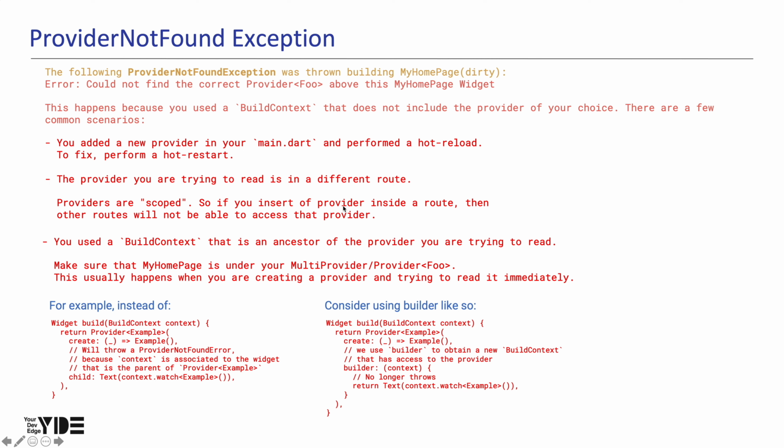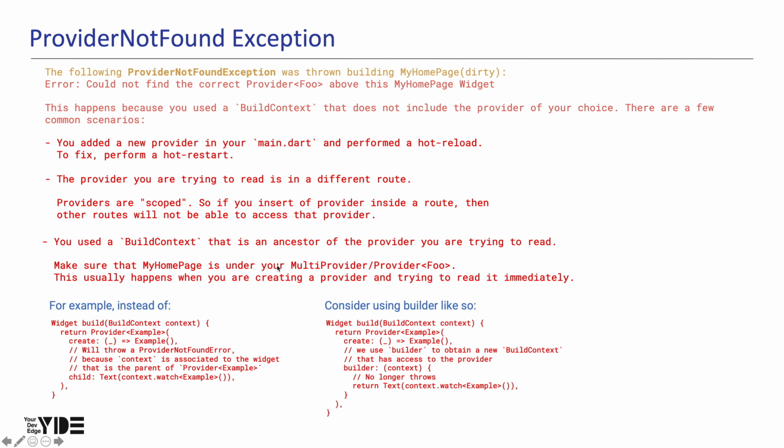The second error is related to routes, and we have already seen how to deal with these errors in Provider Access. The third error is that you used the wrong build context, and we have already addressed this error in the Provider Overview 09 and Provider Overview 10 apps. So we have actually learned everything about Provider not found exception already.